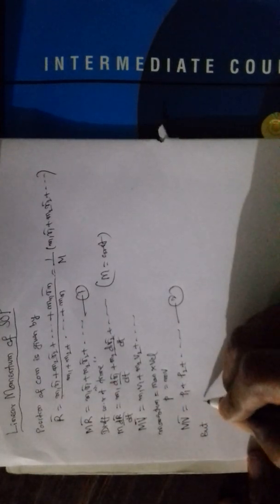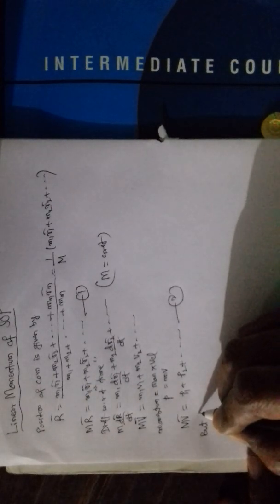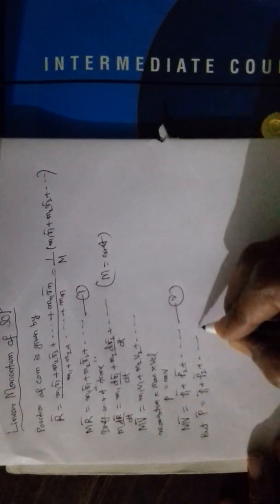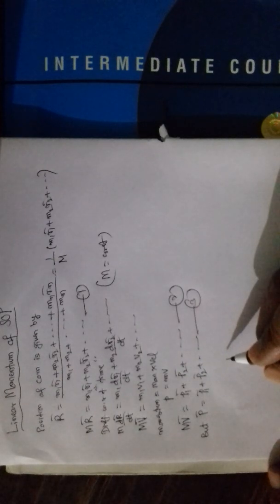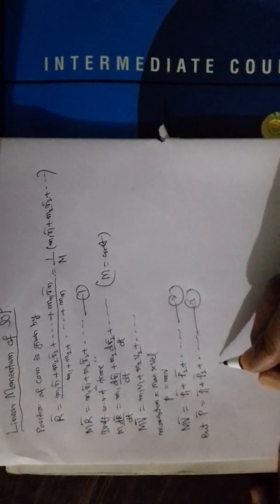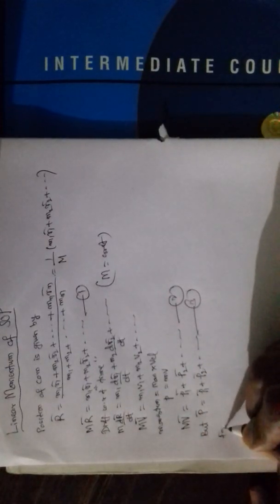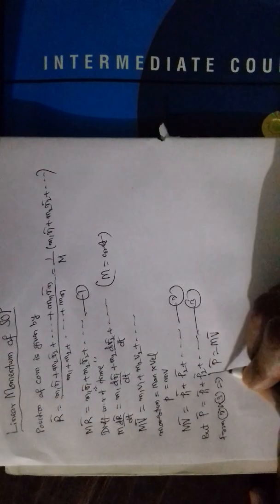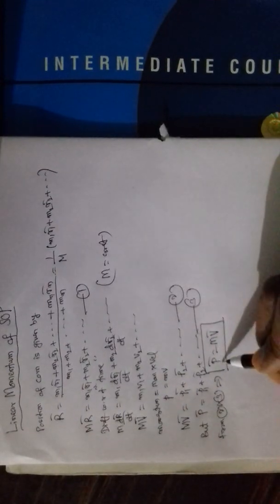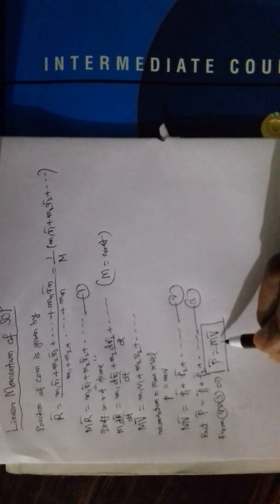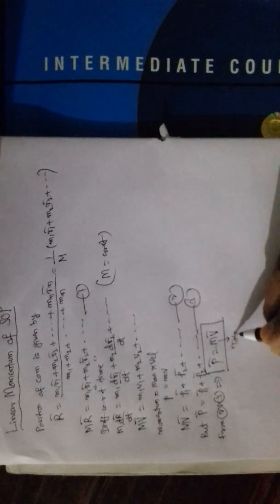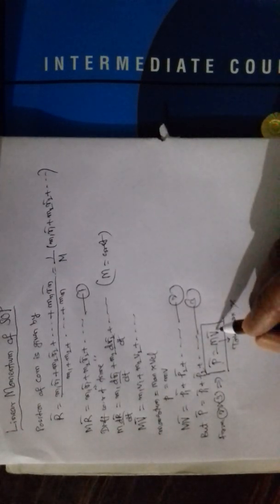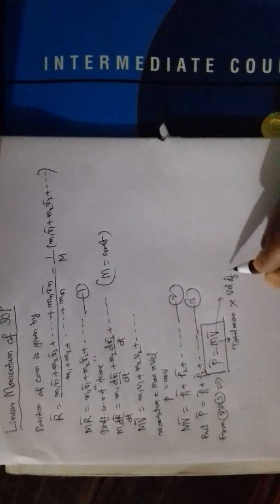but P, that is linear momentum of system of particles, is sum of momenta of the individual particles. Therefore, from these two equations you can write this is equal to this. So linear momentum of a system of particles is product of total mass and velocity of center of mass.